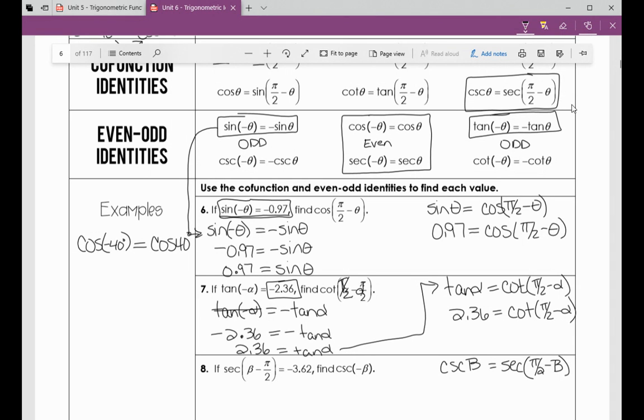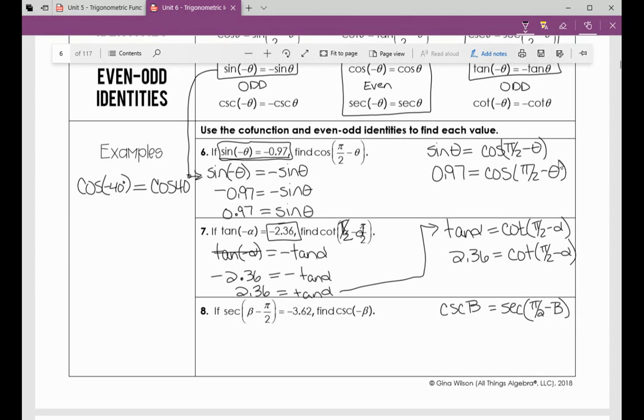Everybody with me? Okay. Thoughts? What should I do? Actually, this one is wrong too. This one should be pi over 2 minus beta. I apologize.